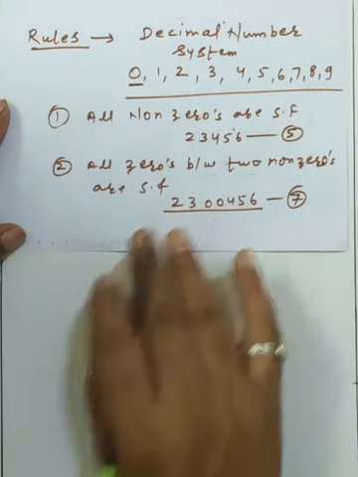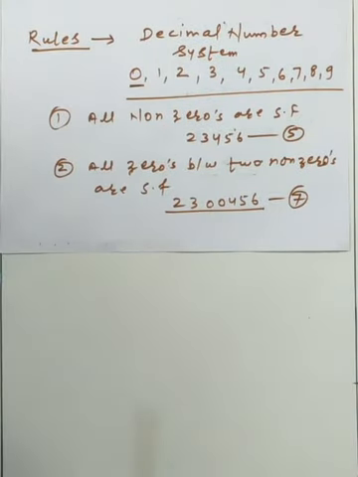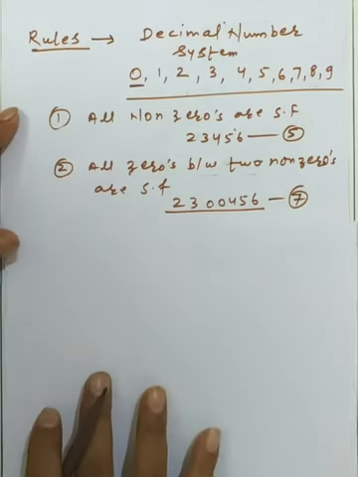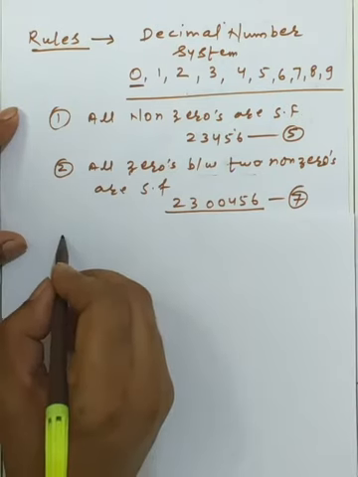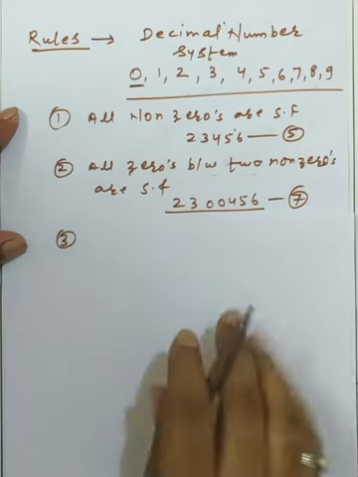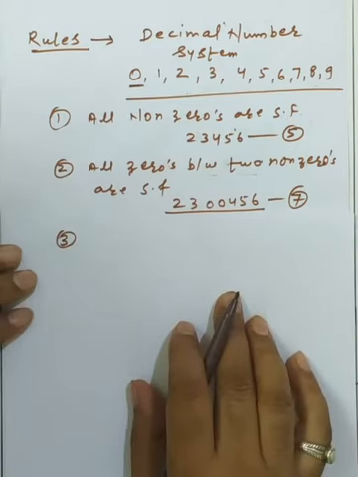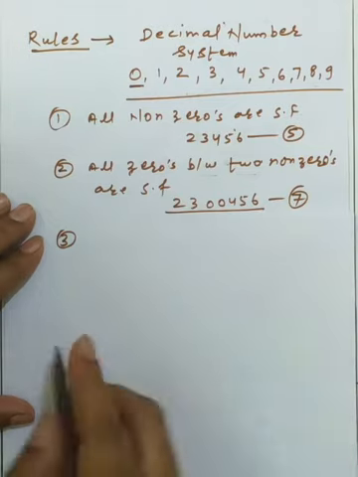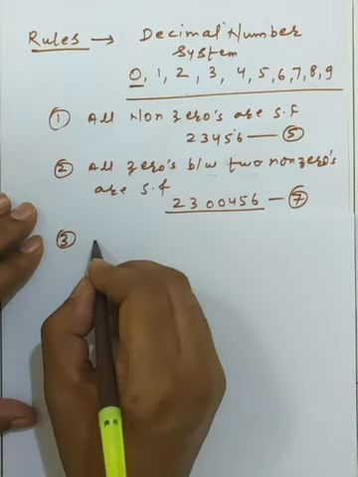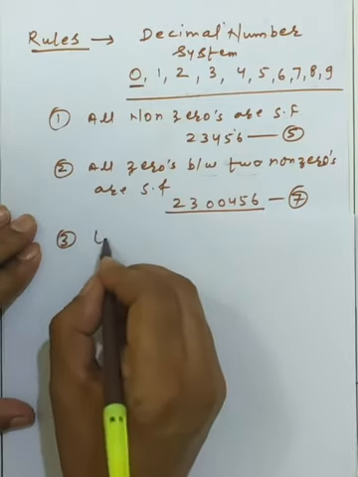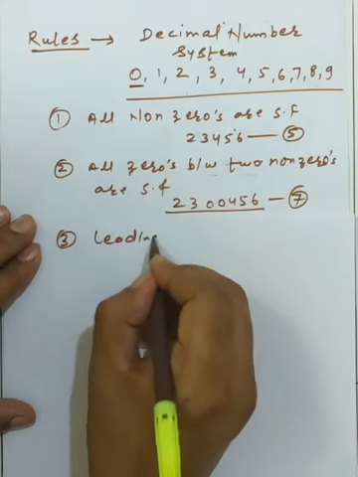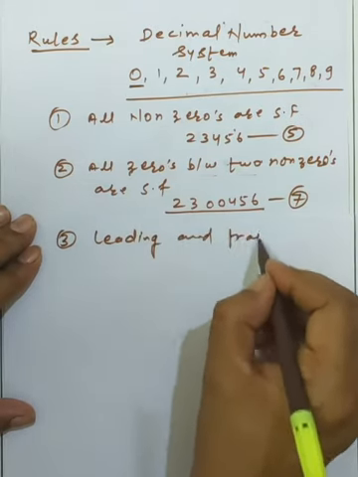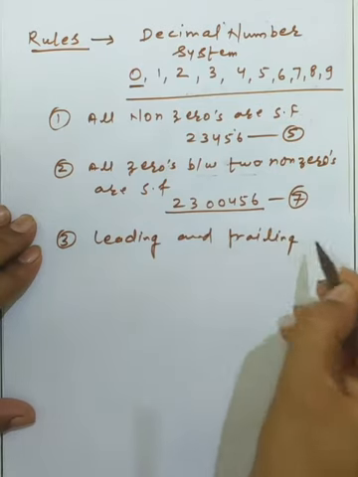Now we talk about another rule, the concept of leading and trailing zeros. What is the concept? The zeros that come before the decimal or before the number are called leading zeros. So the third rule I can dictate in front of you: leading and trailing zeros.